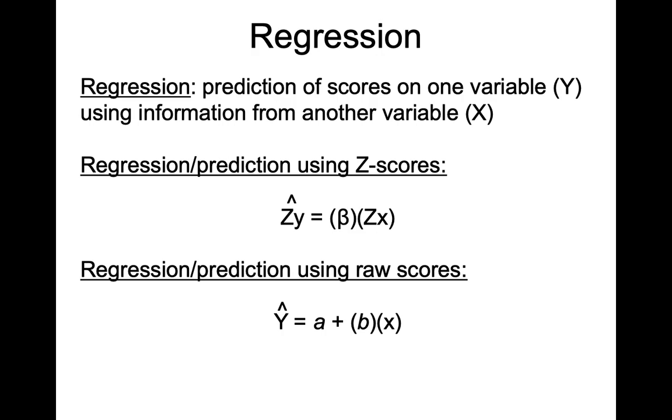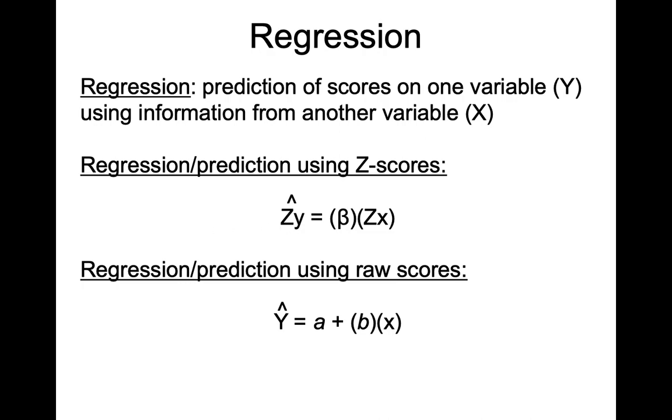And previously, we learned that we can do regression using z-scores. Okay, so where we have a standardized regression where we're predicting a z-score on y from a z-score on x. And in that equation, what we're going to do is multiply a person's z-score on x by a standardized regression coefficient, which is equal to the correlation coefficient. Doing so gives us a predicted zy score.